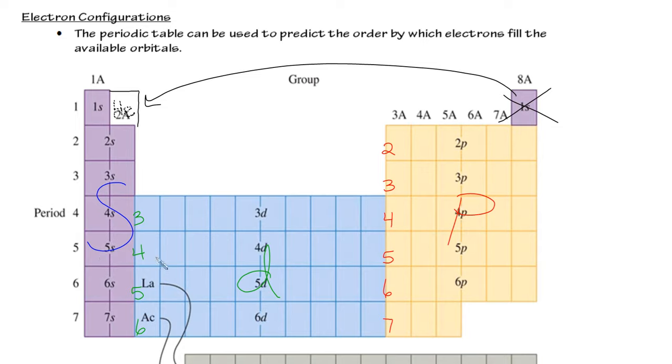The d orbitals fill 1 less than what you might expect. So it's the 4d with 10. Then I go back to the 5th energy level and pick up the p orbitals, 6 electrons. Next is the 6s with 2 electrons. And now watch what happens.